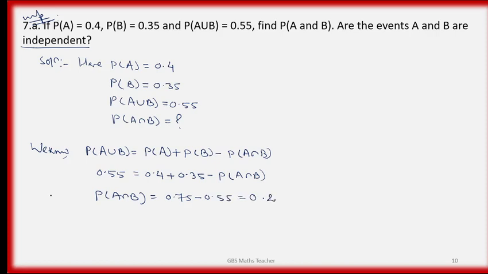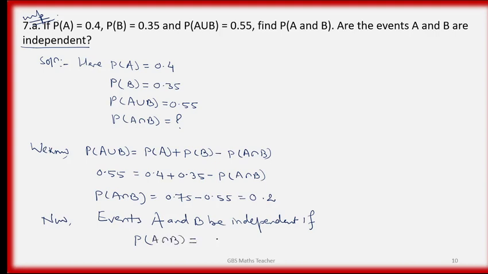Now a very important part: events A and B are independent if we obtain probability of A intersection B equals probability of A times probability of B. Only if this condition is satisfied can we say that they are independent.